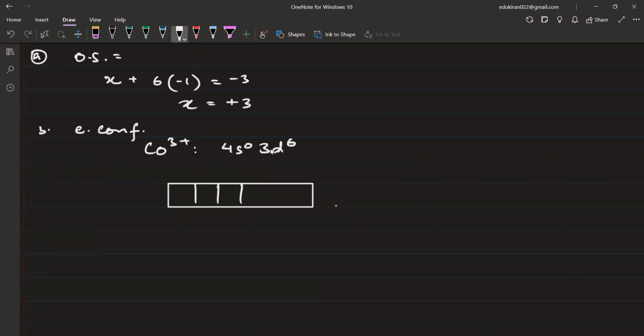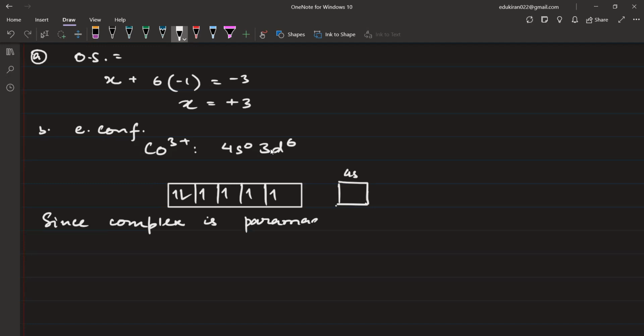1, 2, 3, 4 and 5. Now here we'll have 6 electrons. 1, 2, 3, 4, 5 and 6. Okay, and the 4s will be vacant. Now you will write, since the complex is paramagnetic, no pairing of electron must take place.